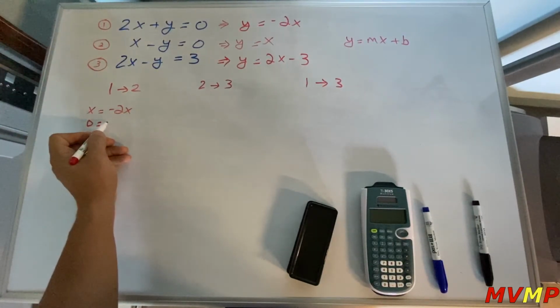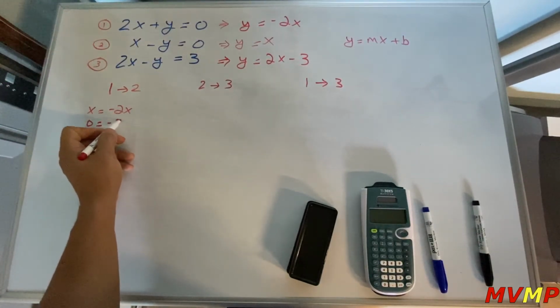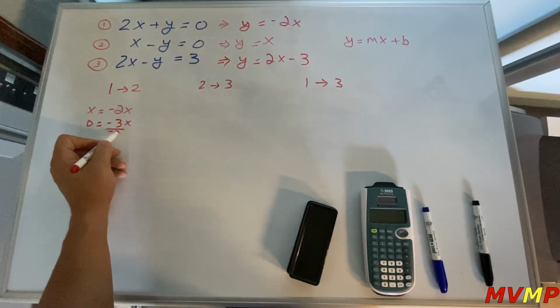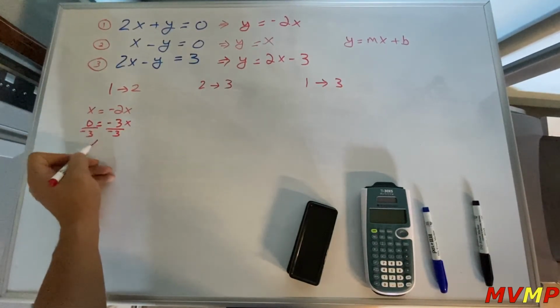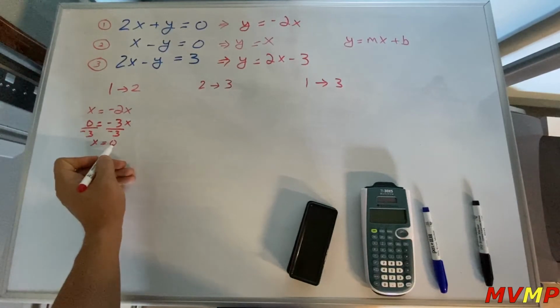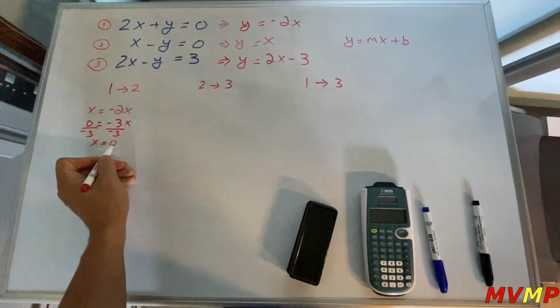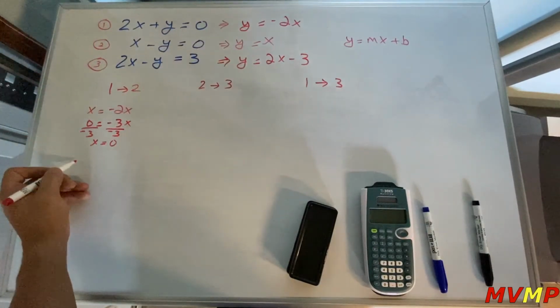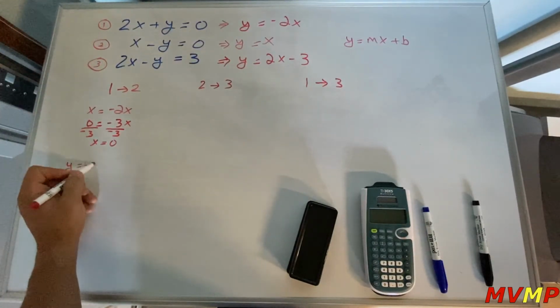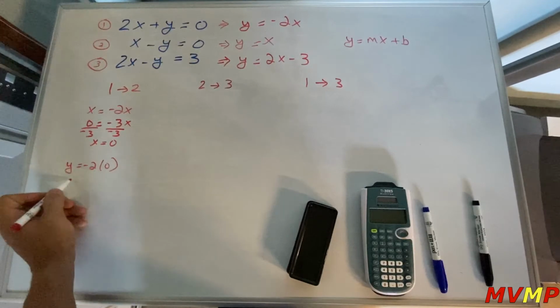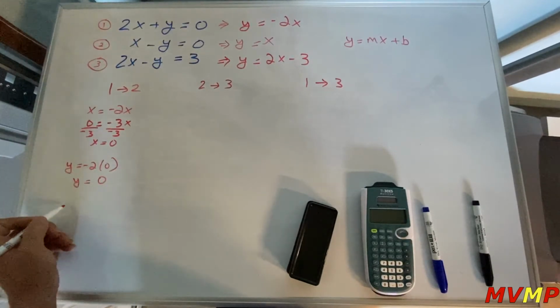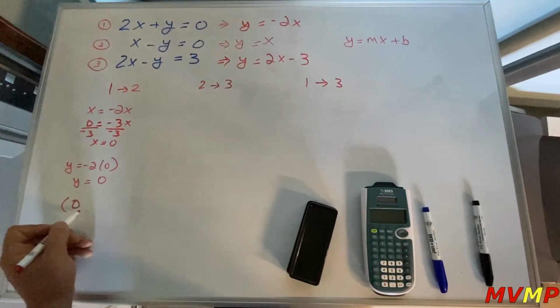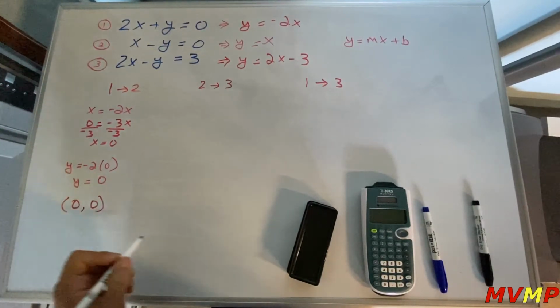So it would be 0 equals negative 3x divided by negative 3, and you get x equals 0. Once you have x equals 0, then you plug this value into equation 1. So then you would just get y equals negative 2 times 0. So then you get y equals 0. So your first intersection point is going to be 0 for x, 0 for y.